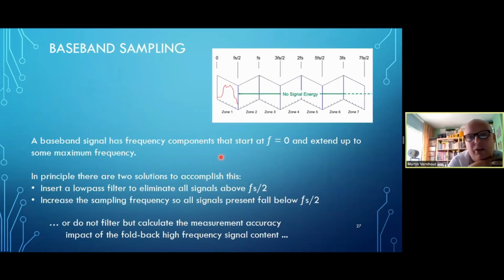So we call that first zone the baseband signal, and that has frequency components which start at DC, F is 0, and extend up to some maximum frequency. Two solutions, low-pass filtering and increasing the sample frequency. And if you do not filter, and you know that there is some aliasing to occur, you can basically estimate what your measurement resolution will suffer because of that aliasing effect. And if you then still say, I don't care, well, then that's your measurement. You take the penalty of aliasing signals getting back into the baseband part.